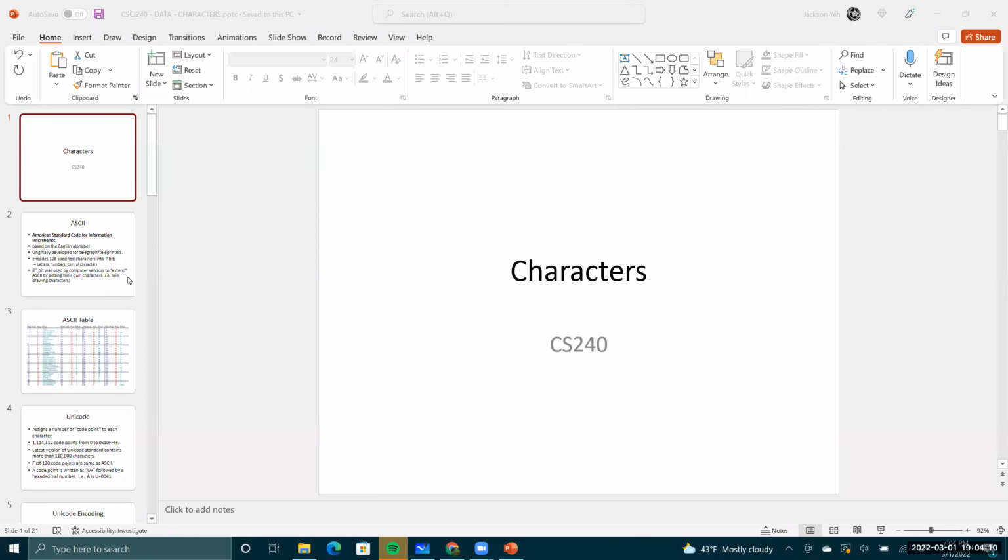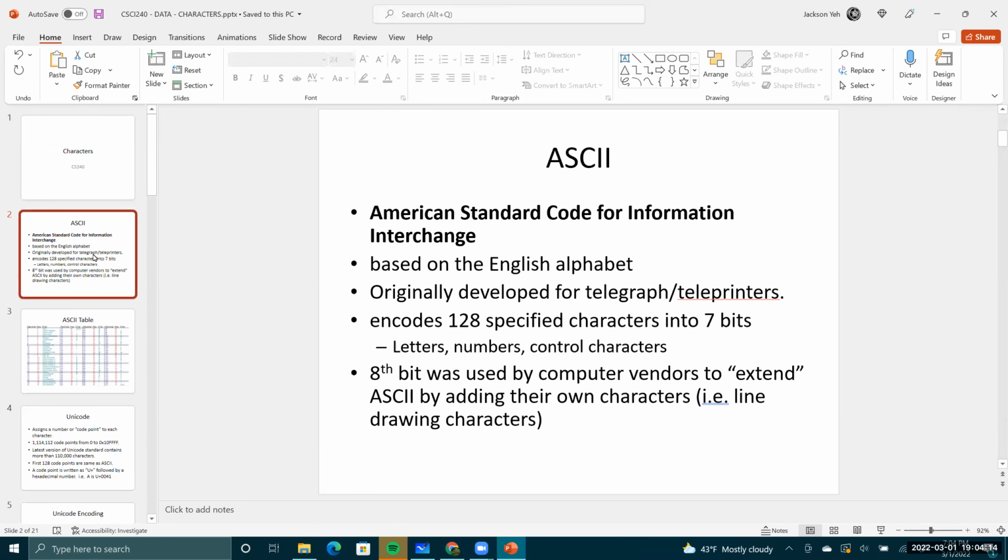Okay, so let's start off with the lowest common denominator for characters, ASCII. Everyone here has probably heard the term ASCII before. ASCII stands for American Standard Code for Information Interchange. This is based on the English alphabet and was actually developed before the modern computer. It was originally developed for telegraph and teleprinters.